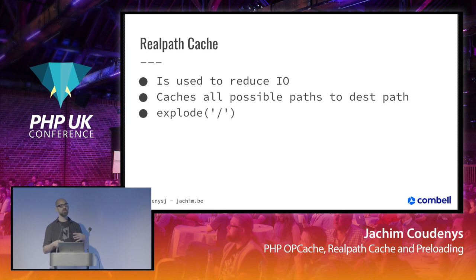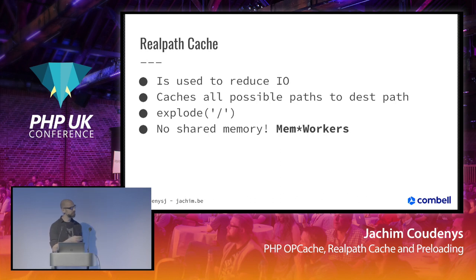So if we use Composer, we have a lot of files that we want to load, and in our application we do a lot of relative paths, so like ../, and then we go to a path. Instead of always calculating where that specific file is living, it will explode on the path, the complete path, and store every segment in a Realpath cache, so that it doesn't have to go to the file system every time it needs to find out where something is located.